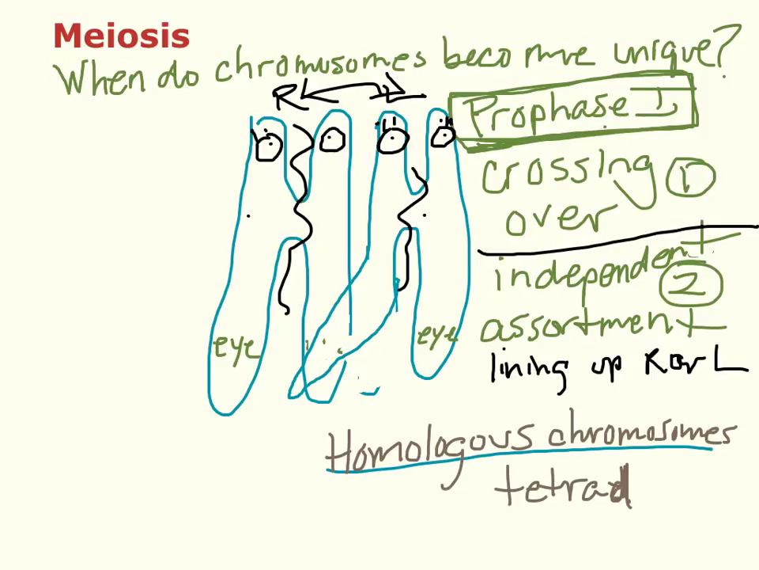So these 2 very important events that you must know happen in prophase 1. It doesn't happen again in prophase 2. It just happens right at the beginning of meiosis in prophase 1. Okay, so moving on to meiosis, the big picture is a good way to think about it.